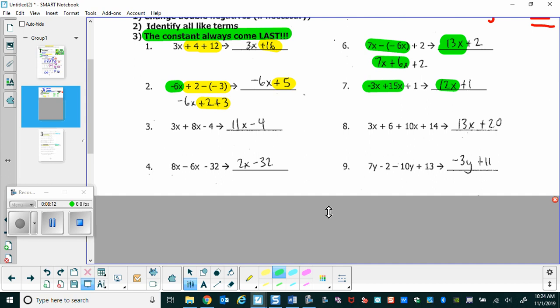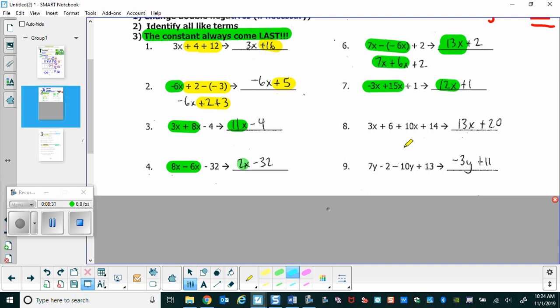All right, let's take a look at some more here. All right, so for number 3, we've got 3x plus 8x minus 4. So these 3x's plus 8x's became 11x's, and then we simply just have the -4. All right, right below it, 8x minus 6x is 2x, and then we have our -32. All right, I think you guys are getting the hang of this.